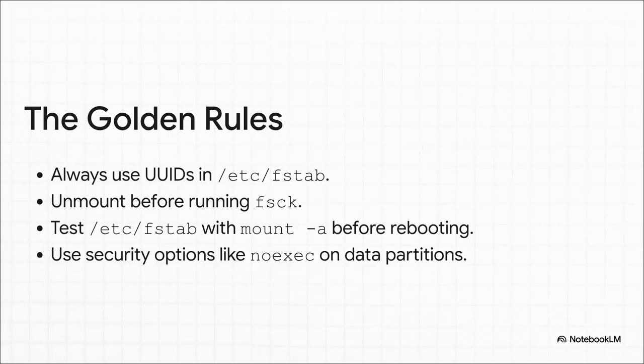So, if you remember nothing else from this explainer, please remember these 4 golden rules. Always use UUIDs for stability. Always unmount before you check. Always test fstab before you reboot. And use security options wisely. I promise you, following these will save you from 99% of common file system disasters.